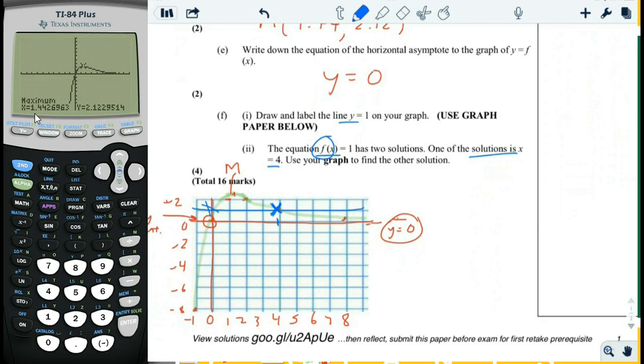Where is the other one? Use your graph to find the other solution. So we can see the other solution is about here, right? So we'll just use the graph to estimate that. It looks like it's maybe between 0 and 0.5, right? Definitely not between 0.5 and 1. So we could say maybe like 0.3 or 0.4, as for the value of one of the solutions, of where the line y equals 1 intersects that graph.